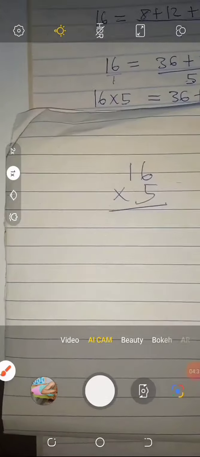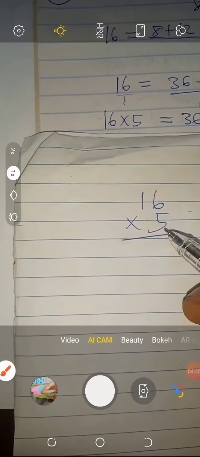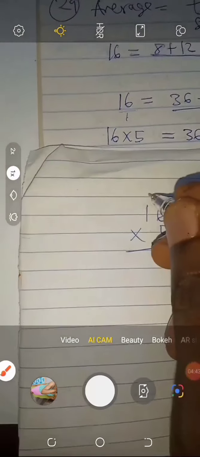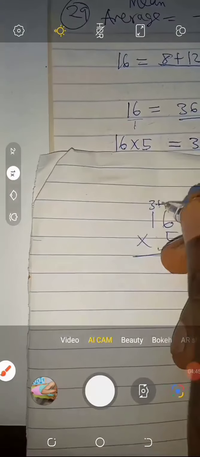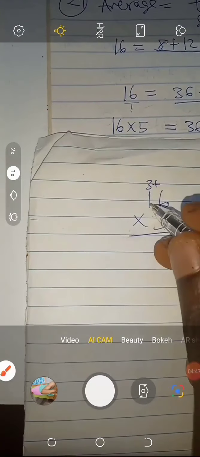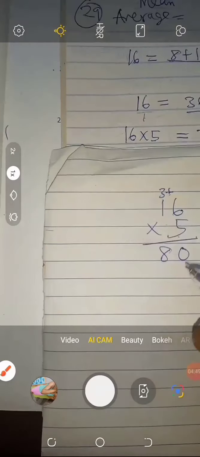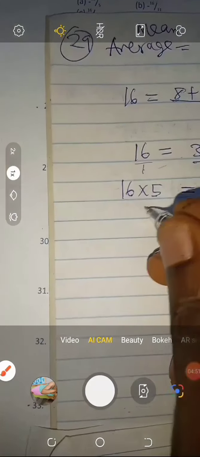Now, but let's deal with this with our knowledge of multiplication table. So 5 times 6, we have 30. You drop 0 and carry 3 to the next number. So 5 times 1, we have 5, plus 3, we have 8. So our answer becomes 80. So here we have 80.